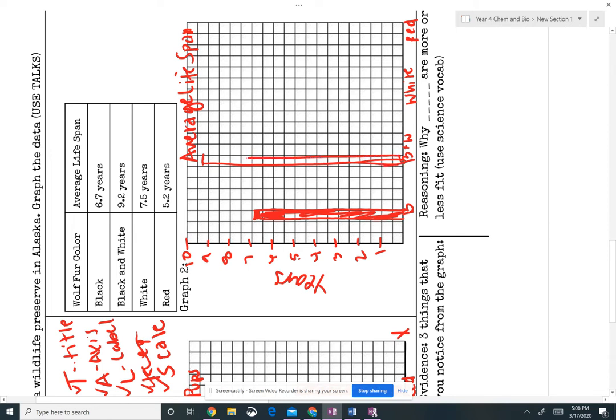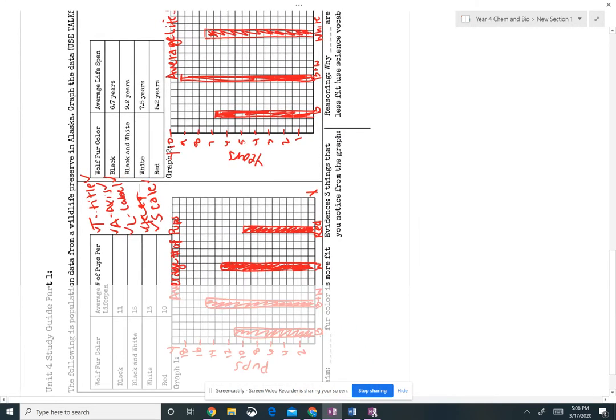Okay, so that is what you guys will have on there. Your white one is 7.5. So that looks something like this. And then your red is going to be 5.2. So 5 and a little over 5, and it should look something like this. So then you guys will check this off. Title, axis, I need my Y and I need my X. Label, scale, all good. Okay, so these are my two graphs.